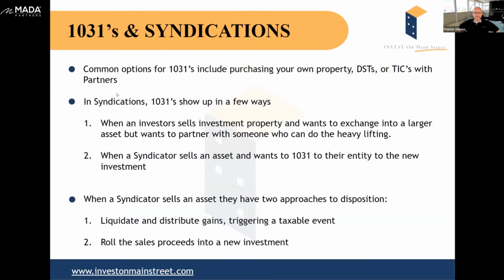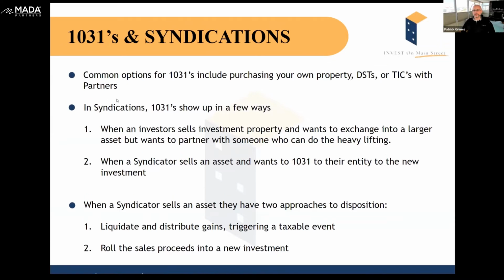So common options for 1031s include purchasing your own property, DSTs (Delaware Statutory Trusts), or tenants in common with partners. Purchasing your own property would just be you taking your rental property, not your personal residence, and 1031 exchanging that into some other rental property, all in your own name, your own entity, doing it all yourself.